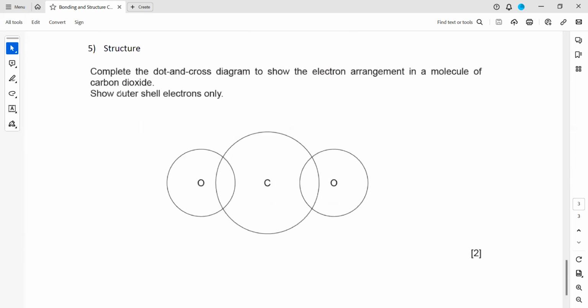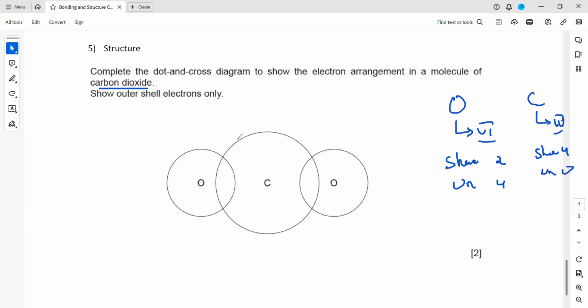Then complete a dot and cross diagram to show the electron arrangement in a molecule of carbon dioxide. So we have to check the group number. Oxygen belongs to group 6, so it will share 2 and unshared will be 4. And carbon belongs to group 4, so it will share 4 and unshared will be 0.